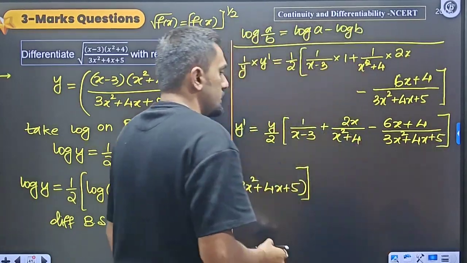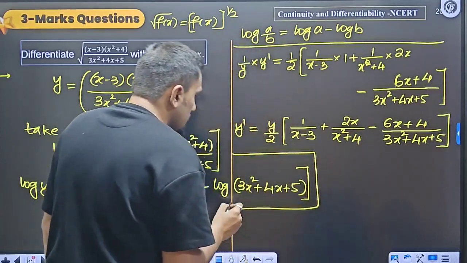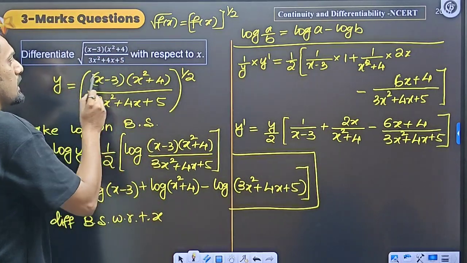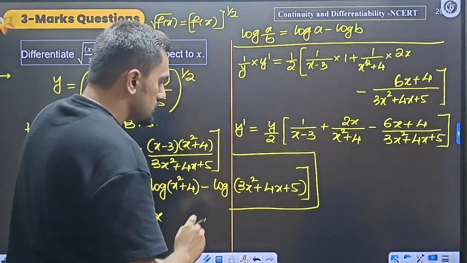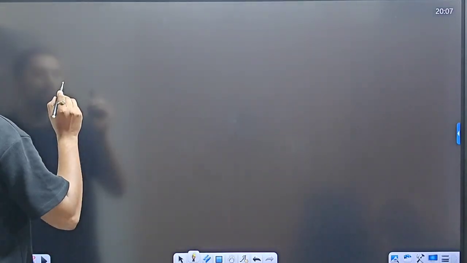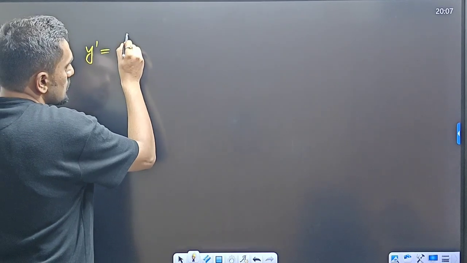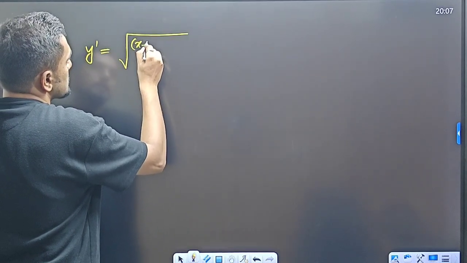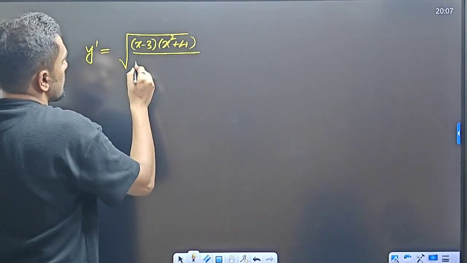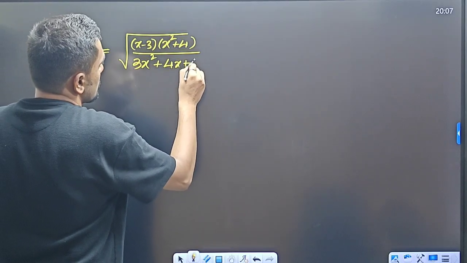Right. In the last step, what we have to do is replace this y. Whatever y we took, the initial function, we have to write that here. So then this becomes y dash is equals to root of x minus 3 x square plus 4 divided by 3x square plus 4x plus 5.